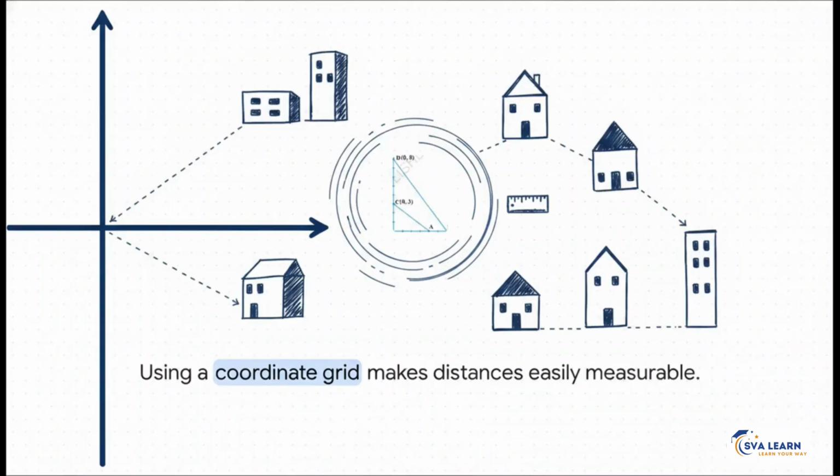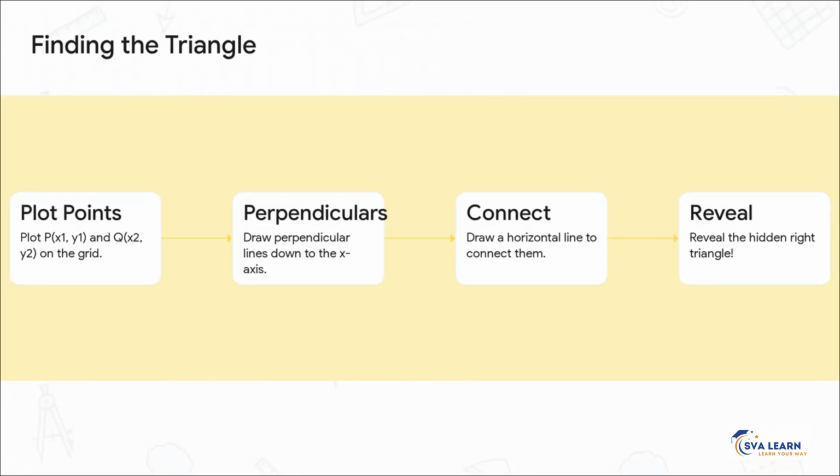What is absolutely brilliant about this is how we can take a giant real-world problem, like distances between two entire towns, and shrink it down onto a standard x and y coordinate grid. Suddenly, everything is perfectly measurable. We can clearly see their horizontal and vertical distances as simple coordinate values sitting right there on the axes. And this is the absolute magic of coordinate geometry. Let's break this down visually.